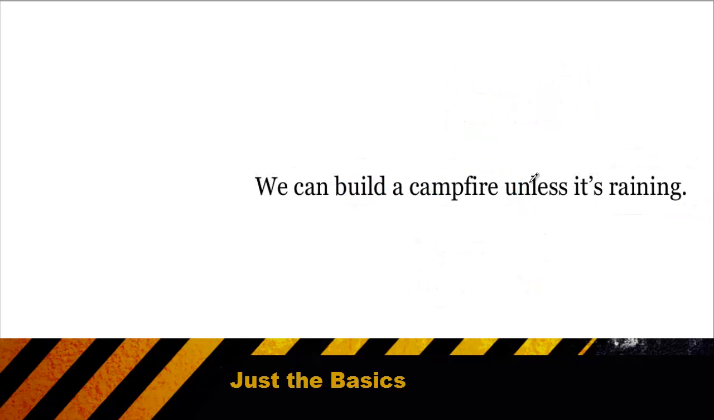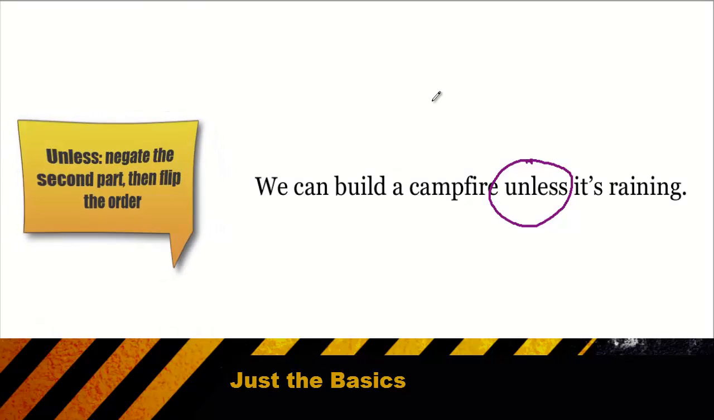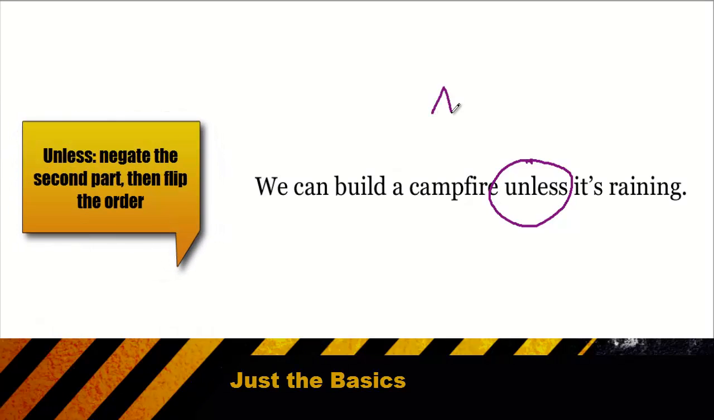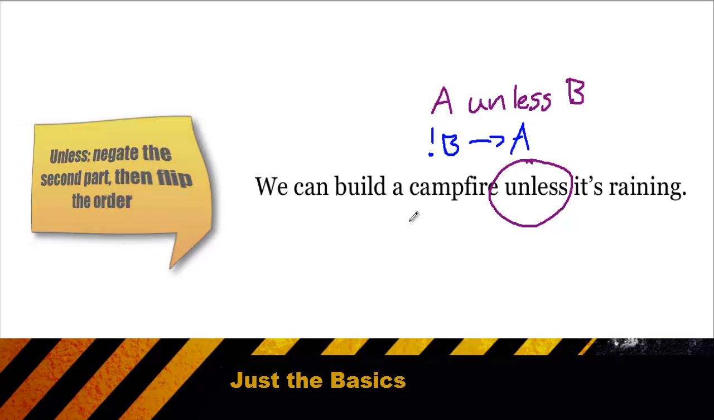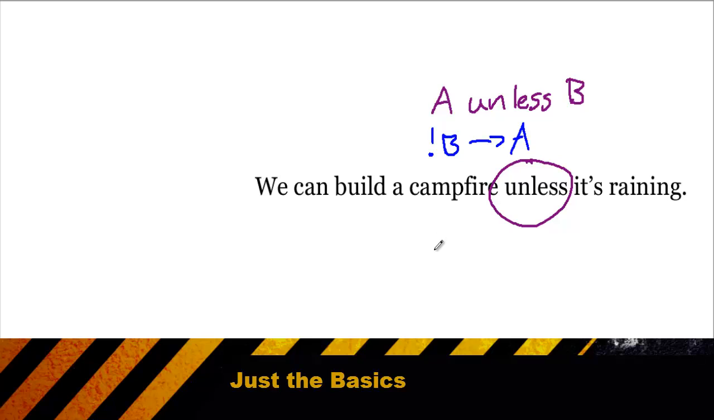Here's an argument using the word unless. You should memorize that the form A unless B is the same thing as if not B, then A. So in this case, the argument that we can build a campfire unless it's raining could be written in the standard form as, if it's not raining, then we can build a campfire.